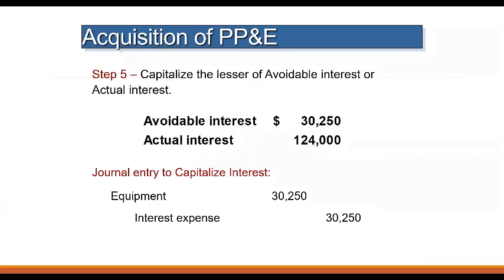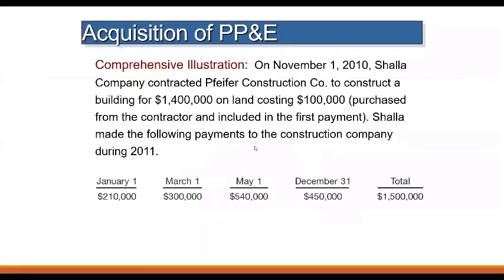cost of the equipment. I'm going to debit the equipment and I'm going to credit the interest expenses. I will decrease the interest expenses by 30,250 and I will add it to the equipment by 30,250, and this is the capitalization of the lesser of the avoidable or the actual. The lesser here is the avoidable, so this is the amount I'm going to add to the equipment and it will be taken out of the interest. Right. Now let's move to another example.